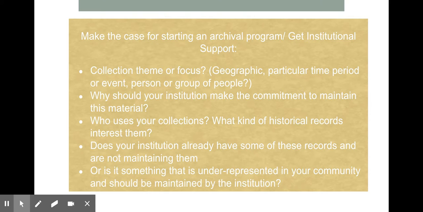Determine why you should make the commitment to maintain this material. Are you the best person or group that can make this material available? If you work in a college that is focused on the arts, you might not want to start an archive dedicated to, say, criminal law.